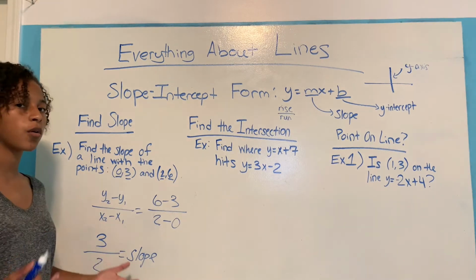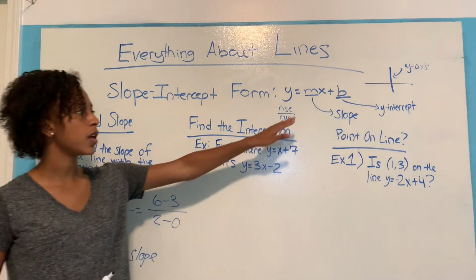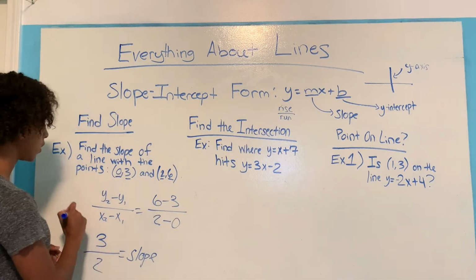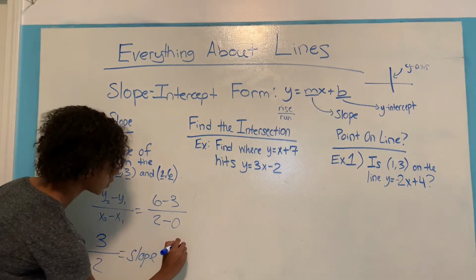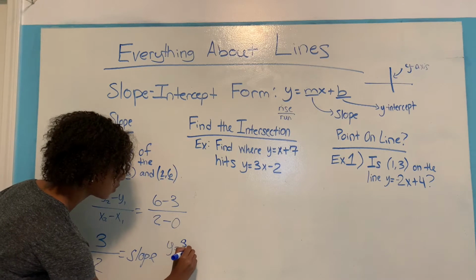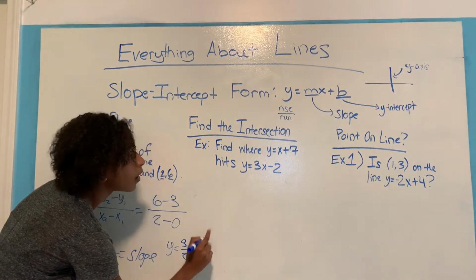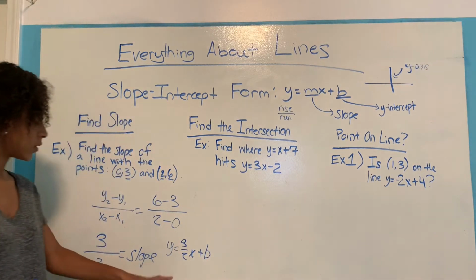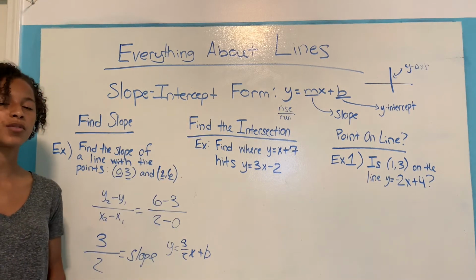If they ask you to go a bit further, remember, in slope-intercept form, the m equals the slope. So if you were to write the equation, it would look like y equals, and then you would have your slope as 3 over 2 x, and then it doesn't matter what your y-intercept is in this case, so I'm just going to leave it as b. But that's where the slope would go in your slope-intercept form if they made you do that.